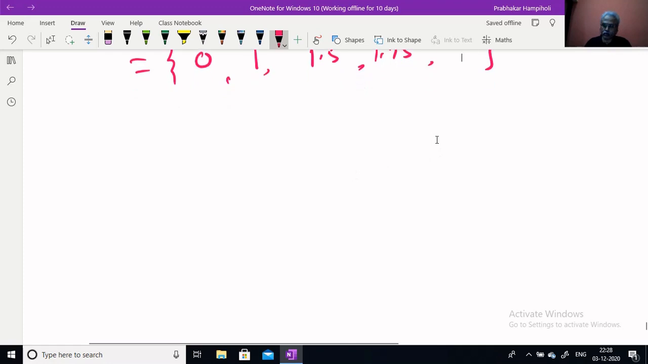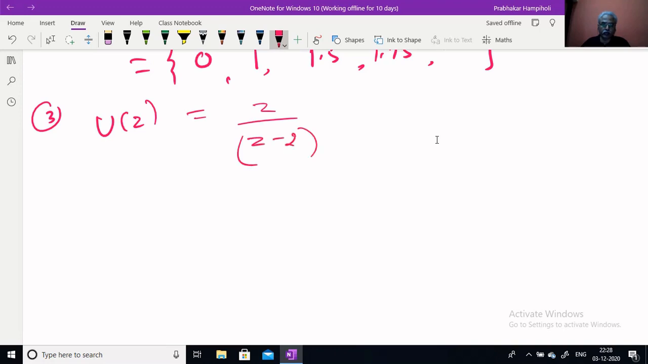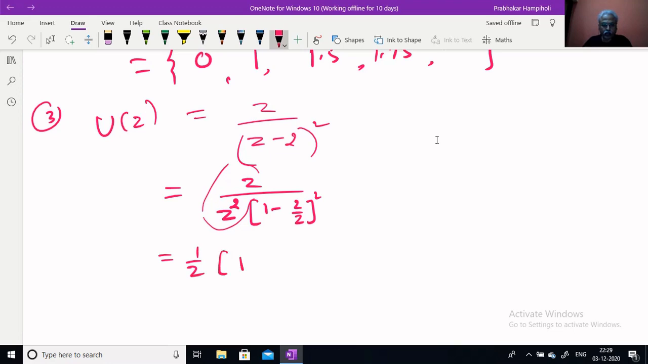Sometimes there are some other easy methods which I would like to show you in example number 3. Suppose u of z is equal to z by z minus 2 whole square. Now if I take z common, in this case z by denominator becomes z square into 1 minus 2 by z whole square. If I simplify, it becomes 1 upon z into bracket 1 minus 2 by z raised to minus 2.